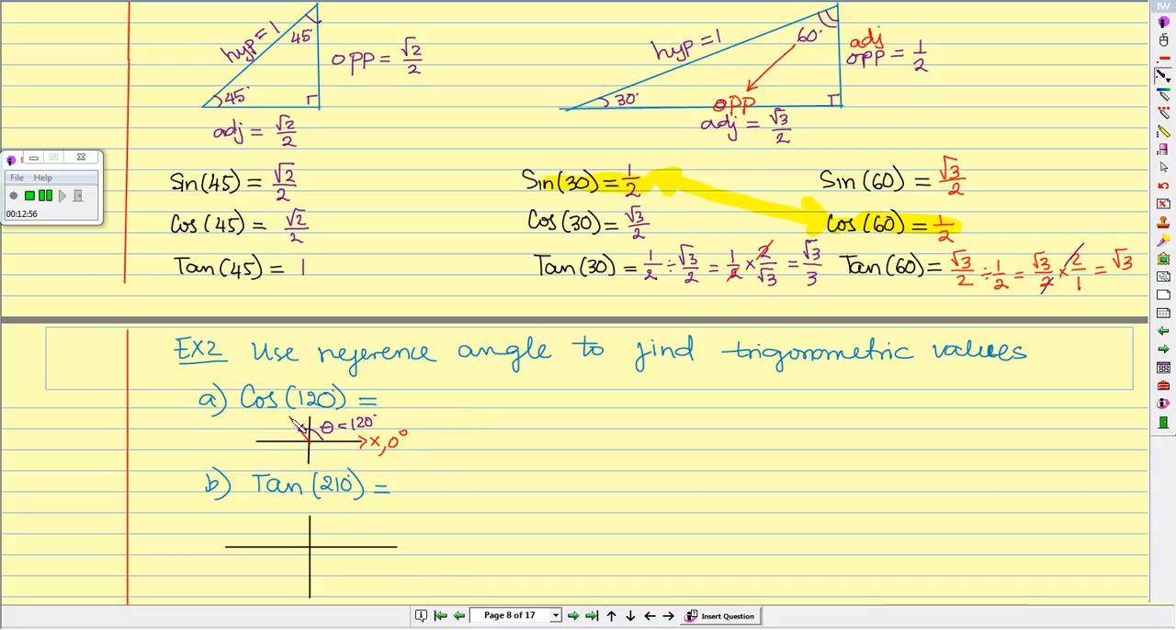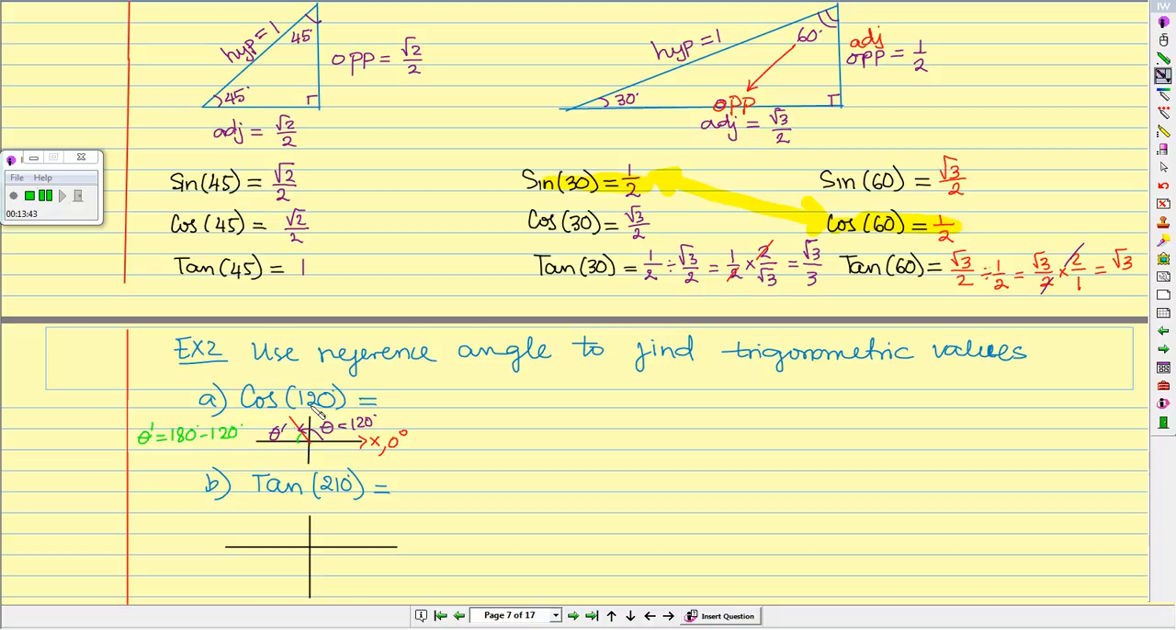So now the terminal side is in quadrant 2. So therefore the reference angle is the angle formed by the terminal side and the x-axis. So this is my reference angle. To find that reference angle, I'm going to take 180 minus 120 degrees. So that will be 60 degrees.